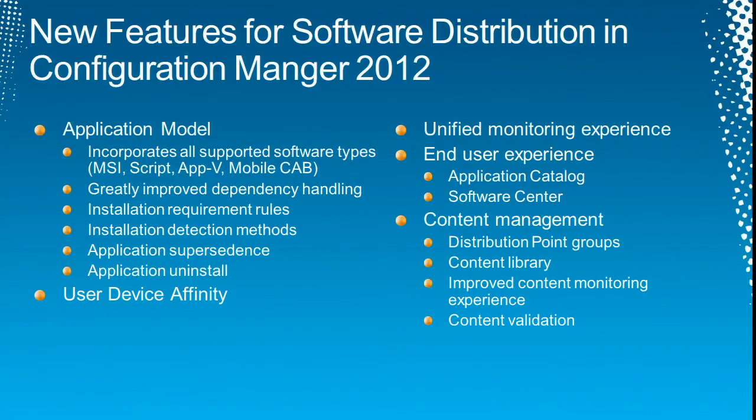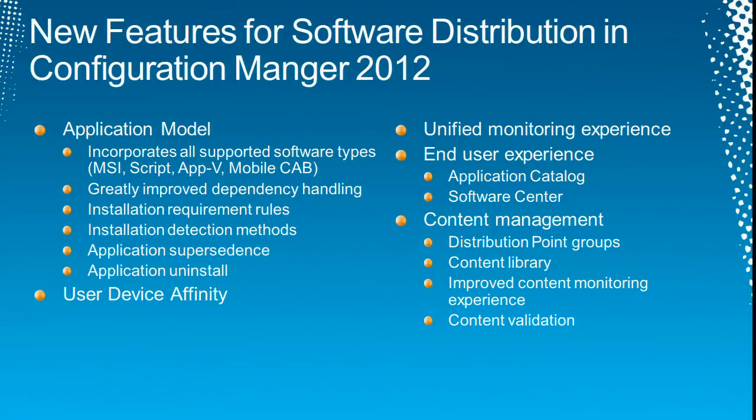So we now have DP groups, which we have in the current product, but in the current product, they're static. Once you put a DP in the group, you can deploy software to it. It's a one-time thing. You add a new DP to it, it doesn't know what the group had before. Now they're dynamic state-based. So I add a new DP to an existing DP group. That new DP gets all the software, all the content that was previously targeted to that DP group automatically.